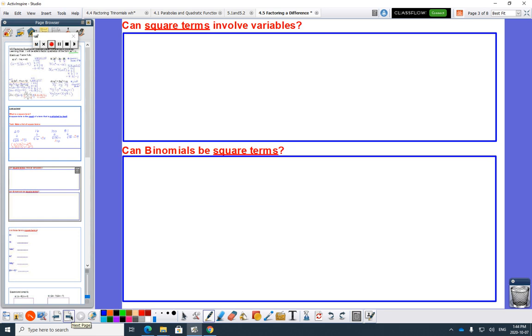Okay, so you can have squared terms with variables, like x squared. You could have x to the power 4. You could have something like this, where you would have to square root the number and the x term.